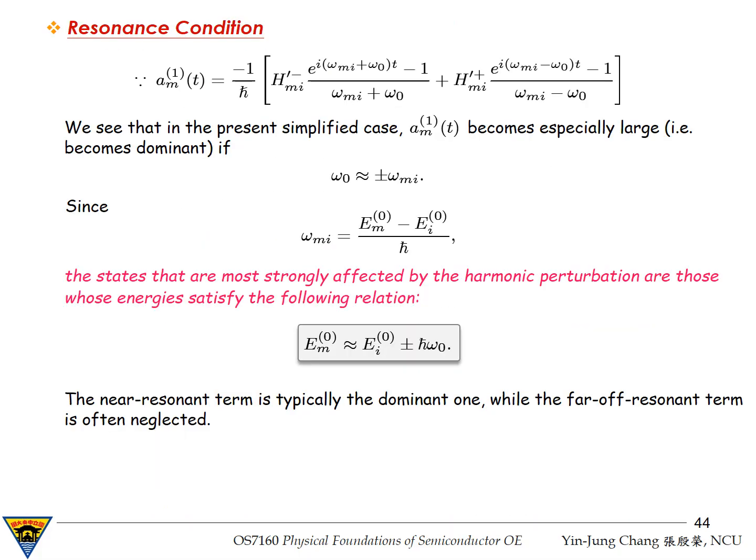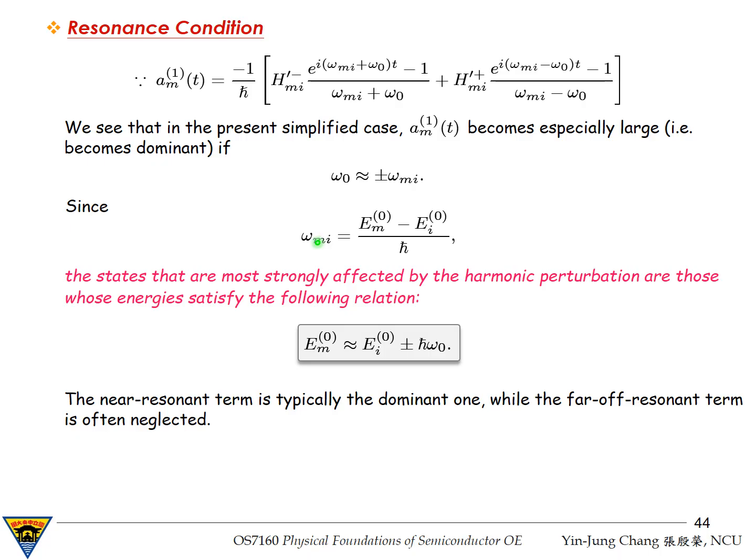Now let's interpret the integrated first-order amplitude physically. The result we just obtained is repeated here. We can now see that the amplitude becomes especially large when one of the denominators is close to 0. That means the perturbation is most effective when omega naught is close to plus or minus the Bohr angular frequency, or the transition frequency, omega sub mi.